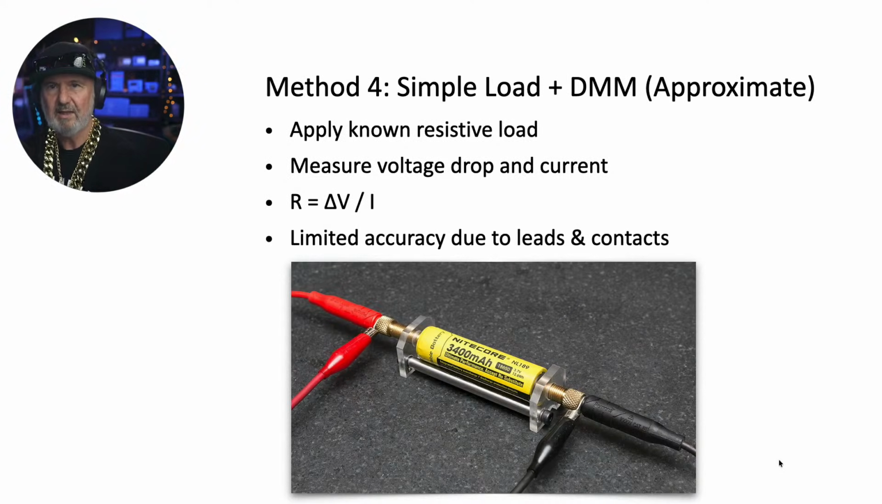Method 4 is if you haven't got an oscilloscope and just a digital multimeter. A very simple way is just to apply a known resistive load to the cell and measure the voltage drop and current. So you're doing a change in voltage from no load to load and seeing what that change is, and using change in voltage divided by current will give you the internal resistance. So it's kind of a quick and dirty test.